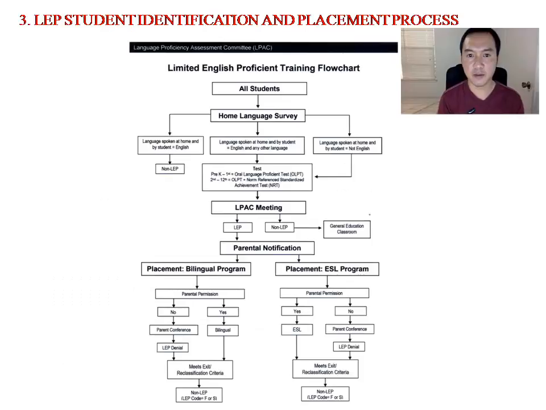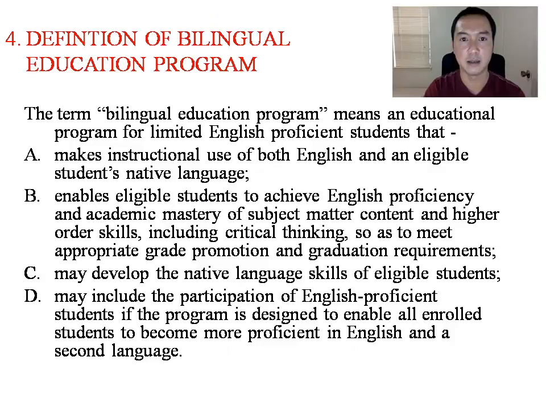The No Child Left Behind Act of 2001 requires all states to identify English language learners, measure their English proficiency, and include these students in state testing programs that assess academic skills. Then, what does bilingual education mean?